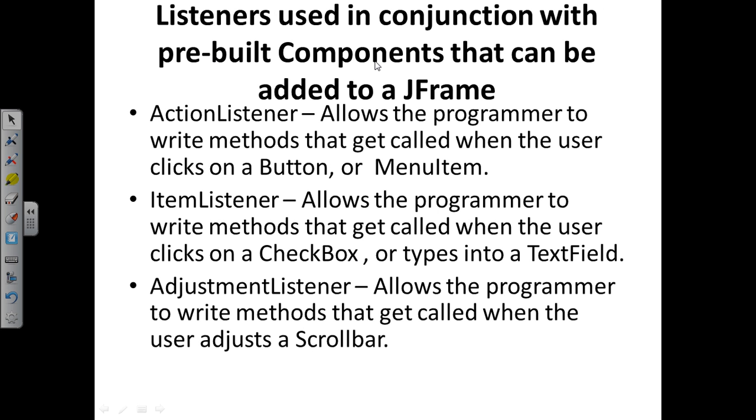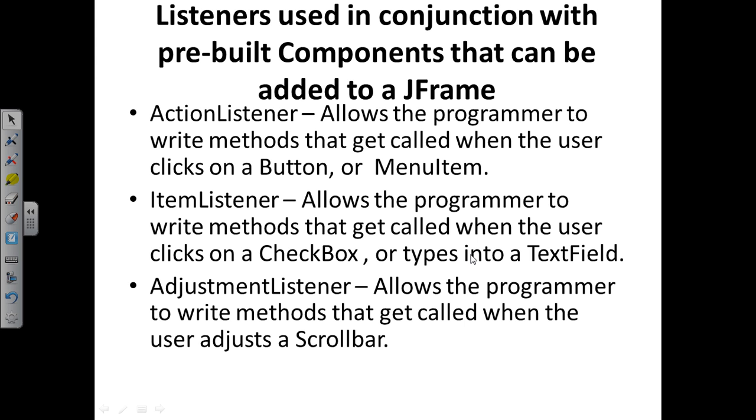Listeners used in conjunction with pre-built components that can be added to a JFrame. So action listener allowed us, the programmer, to write methods that get called when the user clicks on a button or a menu item. The item listener allows the programmer to write methods that get called when the user clicks on a checkbox or types into a text field. We have not really used text fields, but if we know item listener, all we'd have to do is look up text field and it should be fairly easy to figure that out. Adjustment listener allows the programmer to write methods that get called when the user adjusts a scroll bar.